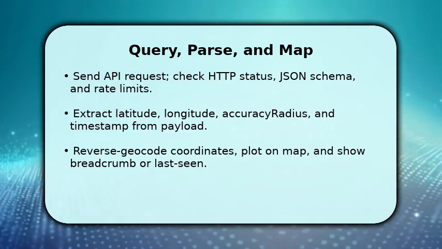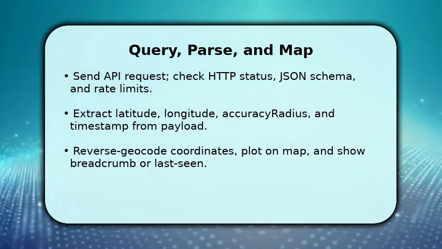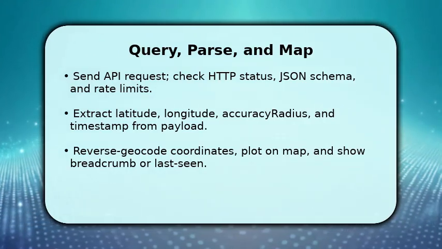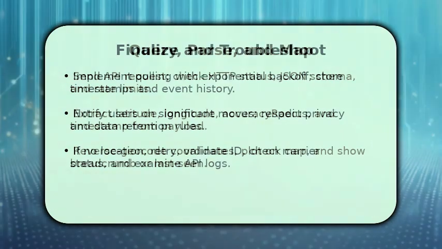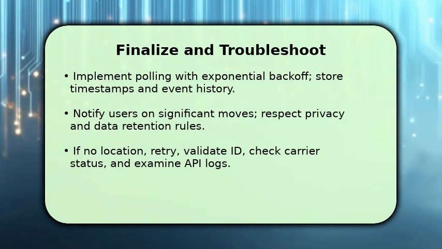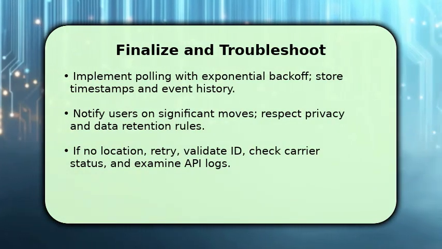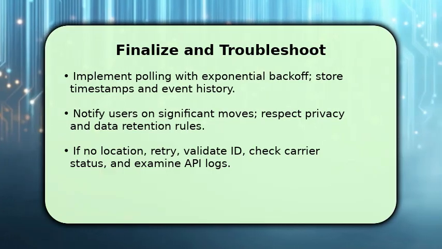You wrap up by storing the event history and enabling polling with exponential backoff, so you get updates without hammering the API. Once done, set notifications for significant movement and honor retention and privacy constraints.